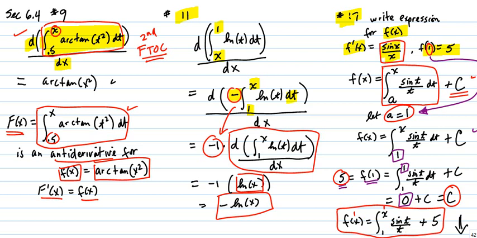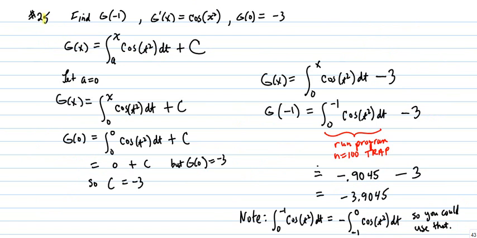Now let's go down to one more problem here. That's problem number 25. Find g of negative 1 if g prime is cosine of x squared, another difficult integration, and g of 0 is negative 3. So we set up our construction, second fundamental theorem of calculus, and we add on a c to accommodate getting this negative 3. Then we let a be 0 because 0 was where the information was given. So we're going to use a equals 0.